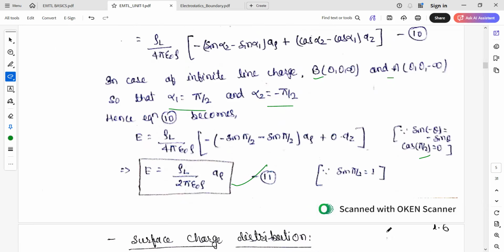So these are the things from electrostatics which are very important.